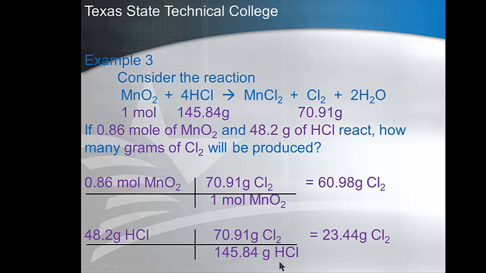According to our calculations, we have enough manganese 4 oxide to produce 60.98 grams of chlorine gas. We also have enough hydrochloric acid to produce 23.44 grams of chlorine gas. Once again, we will only get the smaller amount because once we reach a production of 23.44 grams of chlorine gas, we will have run out of hydrochloric acid.